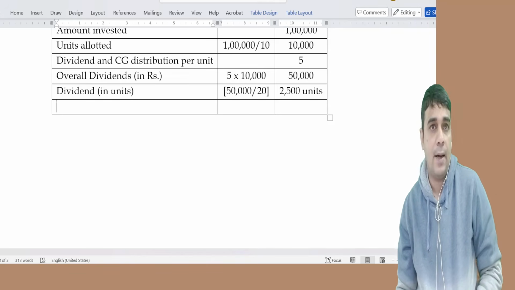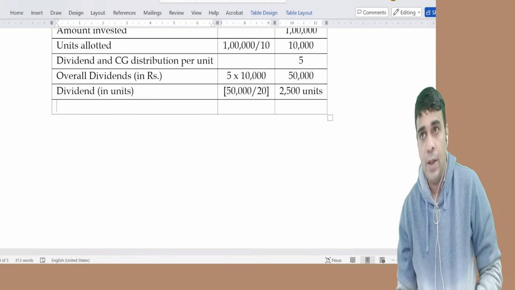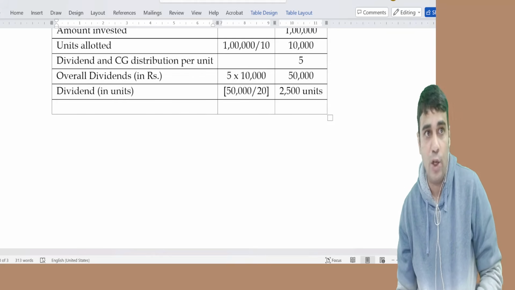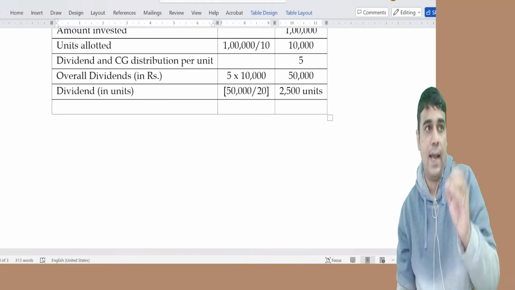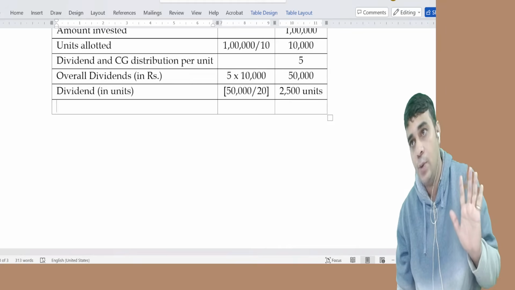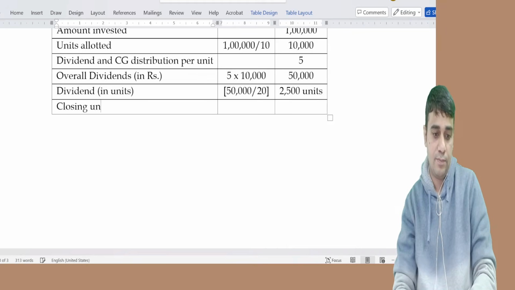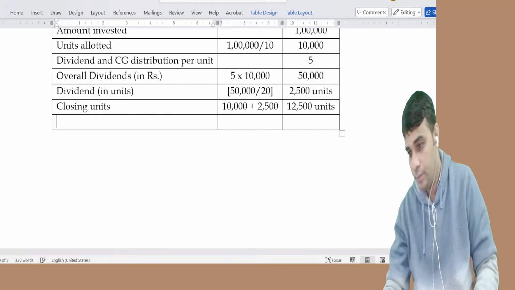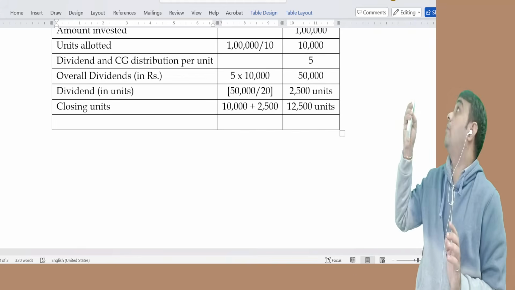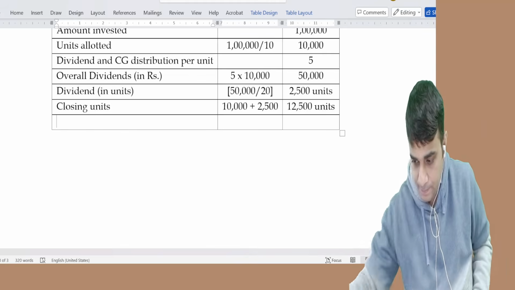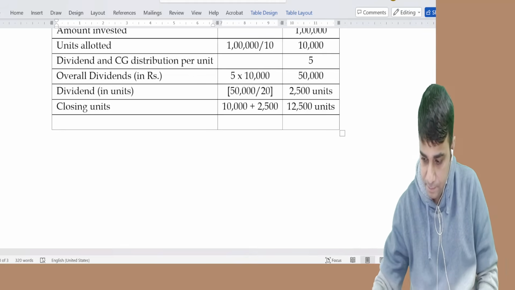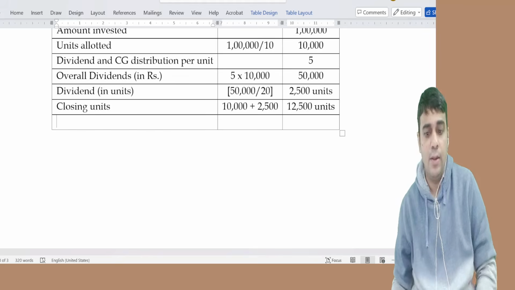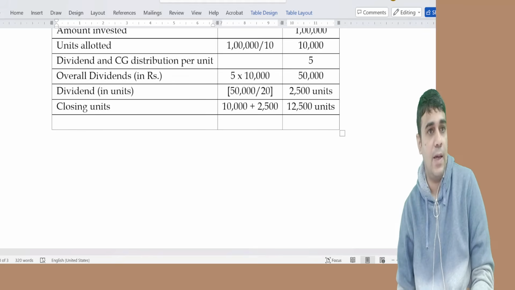Does this happen in the practical world? Exactly the same thing happens, in a dividend reinvestment plan, if you opt for it. Any doubts? The only angle in the practical world is tax deduction at source. Closing units: 10,000 plus extra 2,500, 12,500 units. Any doubts on this? Closing is 12,500.